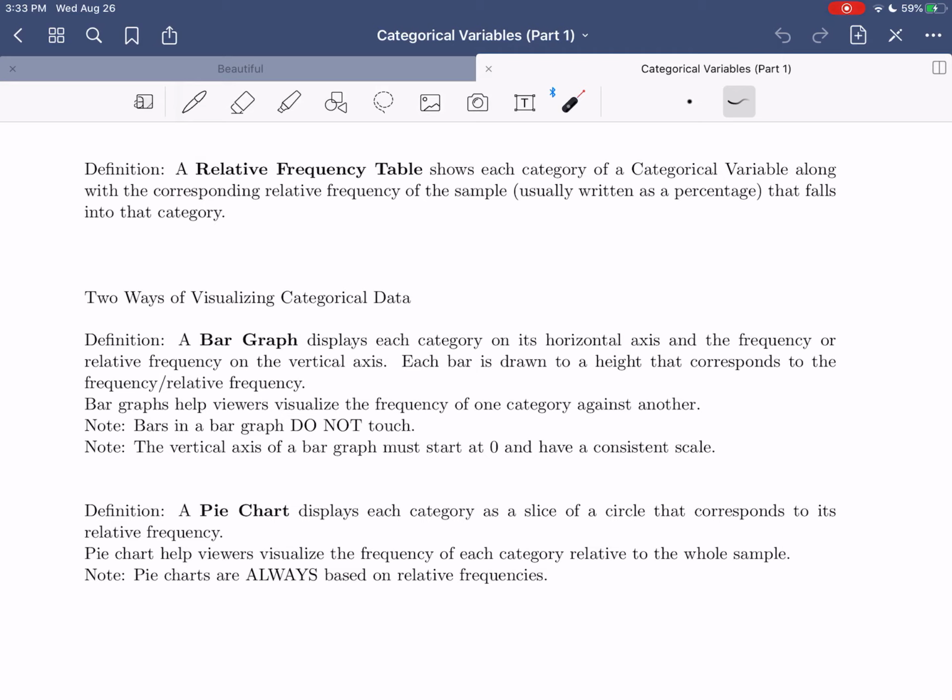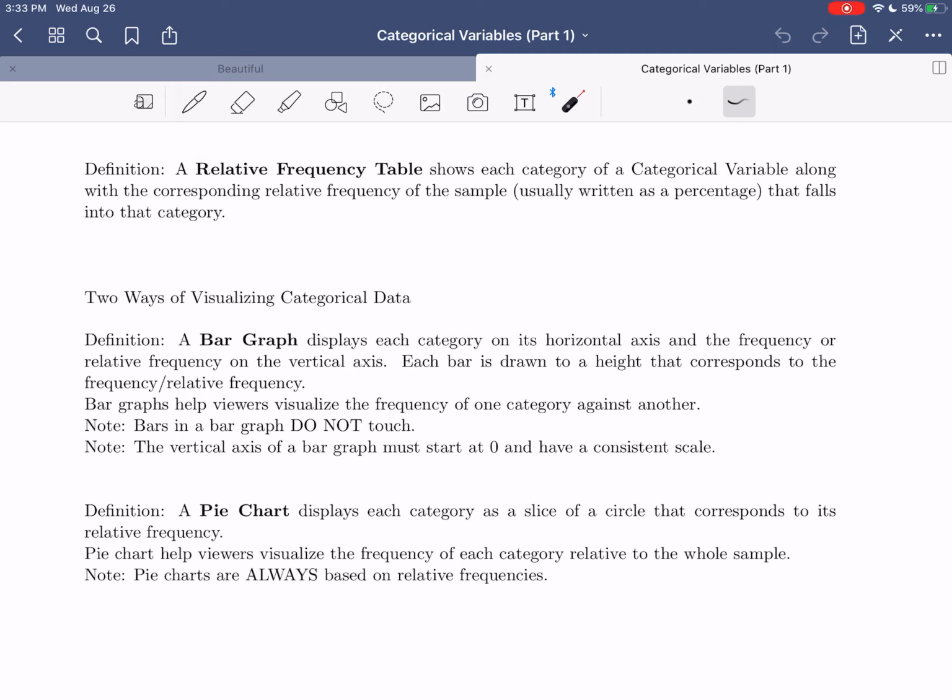Bar graphs basically are there to help viewers visualize the frequency of one category against another. If one bar is much, much taller than another one, then you know that that category was much more frequently chosen than the other. So it's very good for comparisons of one category against another. A couple quick notes that we'll see when we start to actually construct these bar graphs in a moment.